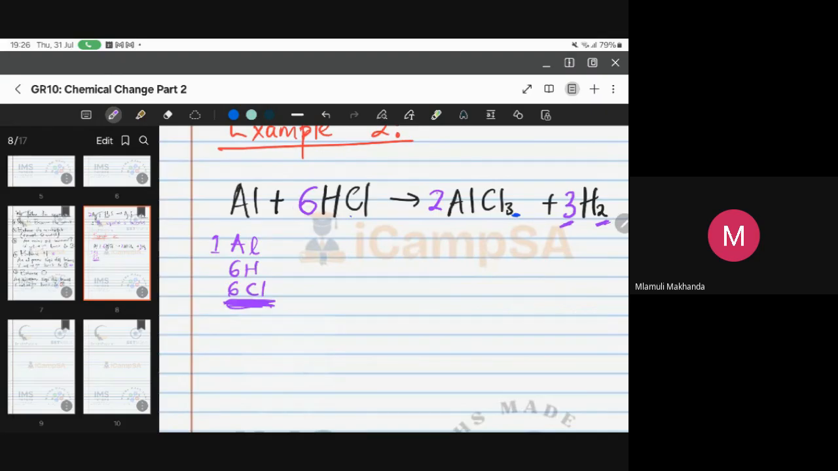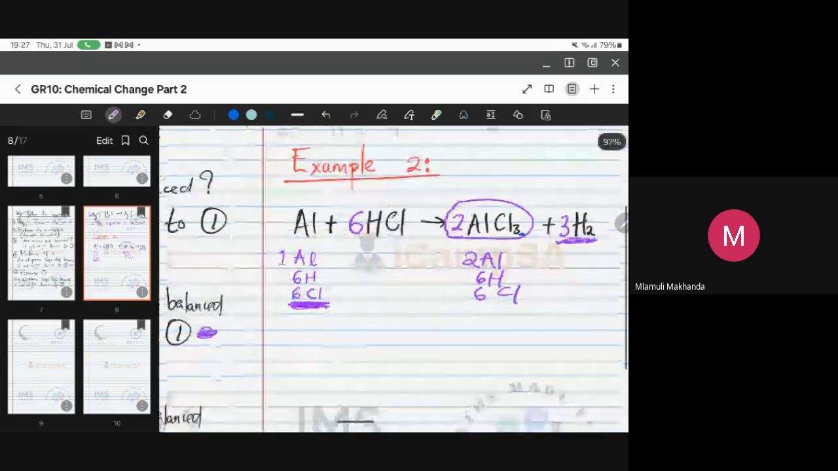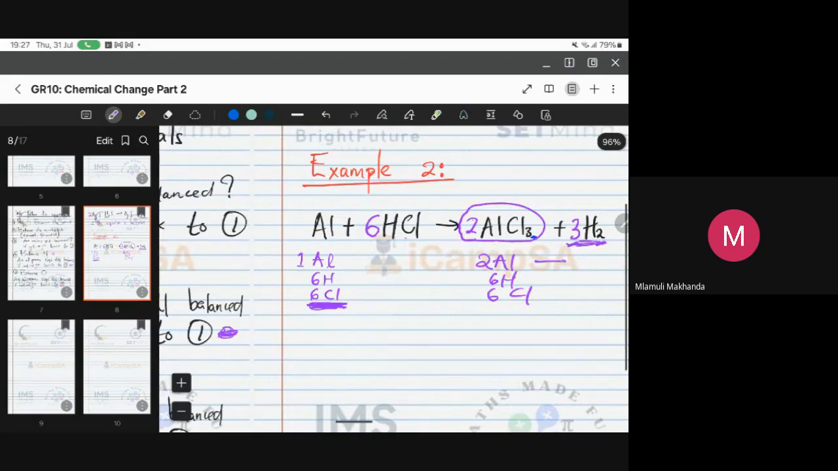So this means now on the products, we have 2 aluminum, because remember, the fact that I put a 2 here, it multiplies everything in this compound, not just the chlorine atom only. So we have 2 aluminum. We still have 6 hydrogen, this guy. However, now we have 6 chlorine. Aha. So, remember what I said, sometimes you will try to balance.